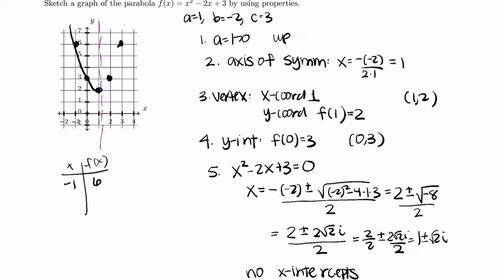So I just go ahead and plot my parabola. And there's our parabola. So that's what happens when you don't have any x-intercepts. In other words, when you have complex numbers as your solutions when you try to find the x-intercepts.